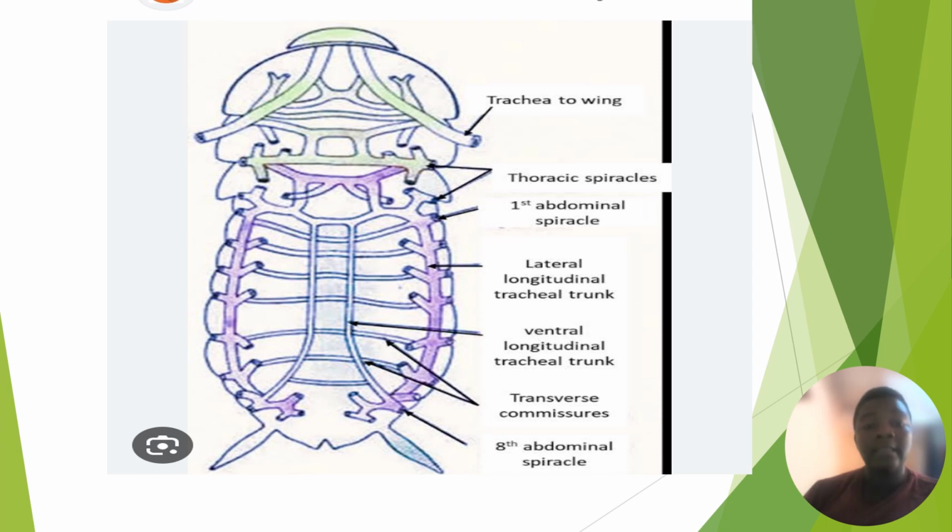This is an insect. We have the trachea to the wing, thoracic spiracles, abdominal spiracle, lateral longitudinal tracheal trunk, ventral longitudinal tracheal trunk, transverse commissure, and abdominal spiracle. So we find that the abdominal spiracles open during exhalation so that carbon dioxide can be released out, and the thoracic spiracle closes so that carbon dioxide can be pushed out.